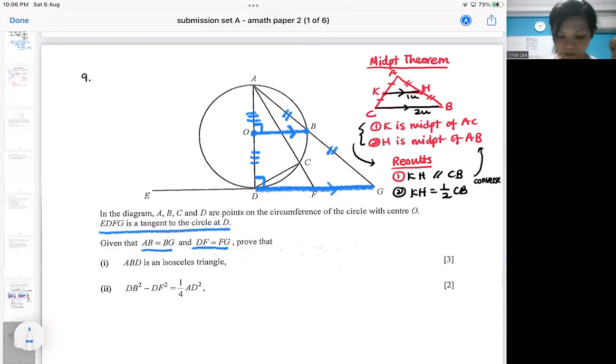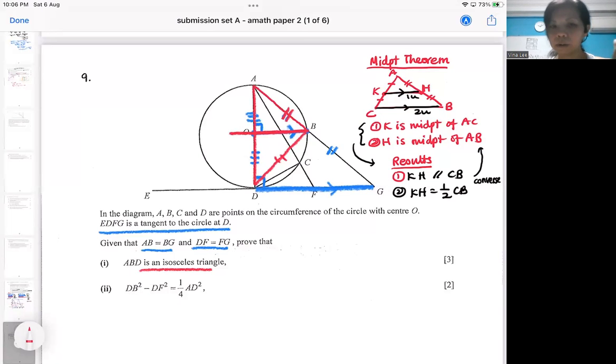Because of this, it is actually a perpendicular bisector of AD. And because it's a perpendicular bisector, these two will be equal. And that's how I get the isosceles triangle. I did the actual writing already. So this is the flow and what makes me think of midpoint theorem. Okay, so that's the approach.